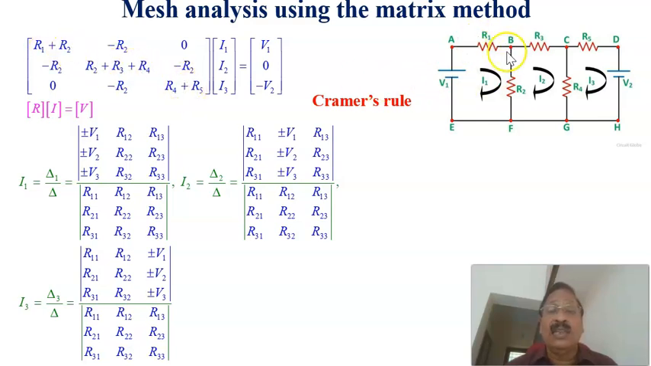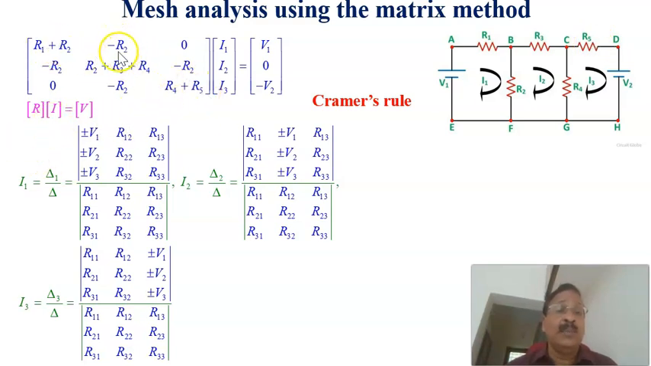R11 is the sum of all the elements, R1 plus R2. R22 means the second mesh, the sum of the resistances, which is equal to R2 plus R3 plus R4. And the diagonal element R33, for the third loop, the sum of the resistances, is equal to R4 plus R5. Therefore, these are the diagonal elements.